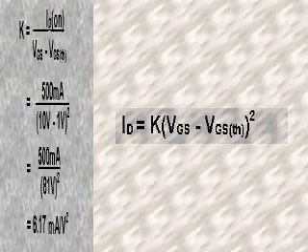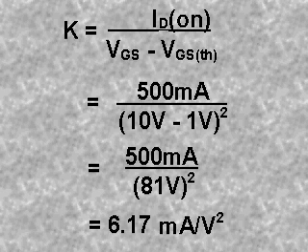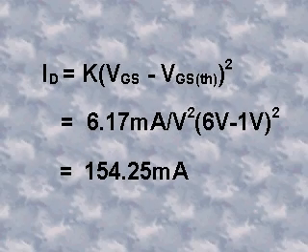Solving for K, we get K is equal to I sub D on divided by V sub GS minus V sub GS threshold, squared, or 6.17 milliamps per volt squared. Using the value of K for V sub GS equals 6 volts, I sub D is equal to K times the quantity V sub GS minus V sub GS threshold squared, or 154.25 milliamps.